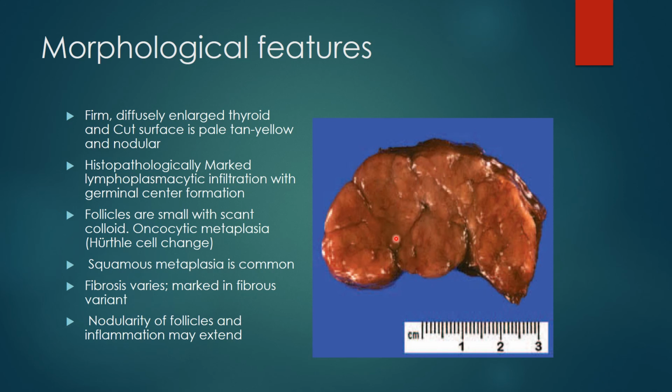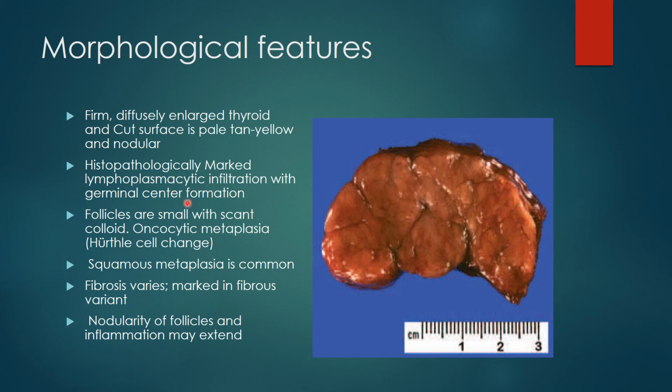My dear student, you can see morphologically this is a firm, diffusely enlarged thyroid gland, and on cut surface you can see the pale tan yellow and nodular configuration of the thyroid parenchyma. This is the thyroid gland. This is the capsule, the outer covering, and these are the nodular areas which are pale in color and of firmer consistency.